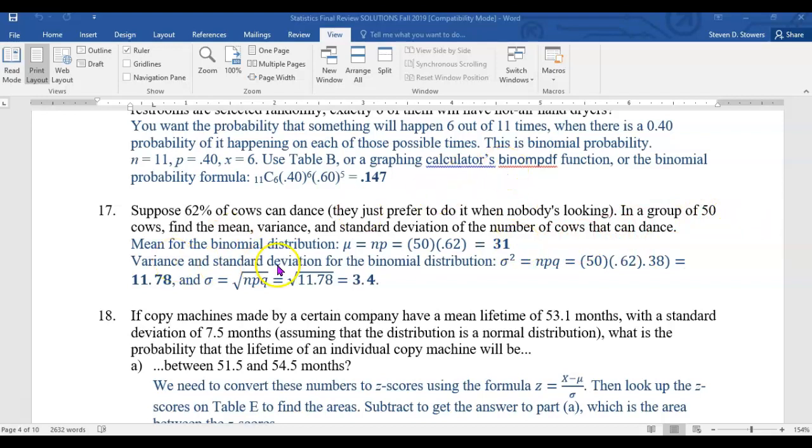To find the variance, you would take n times p times q, and remember q is 1 minus whatever p is. So 1 minus 0.62 is 0.38. So when you multiply those together, you end up with 11.78, and then the standard deviation is the square root of that number, which comes out to about 3.4.